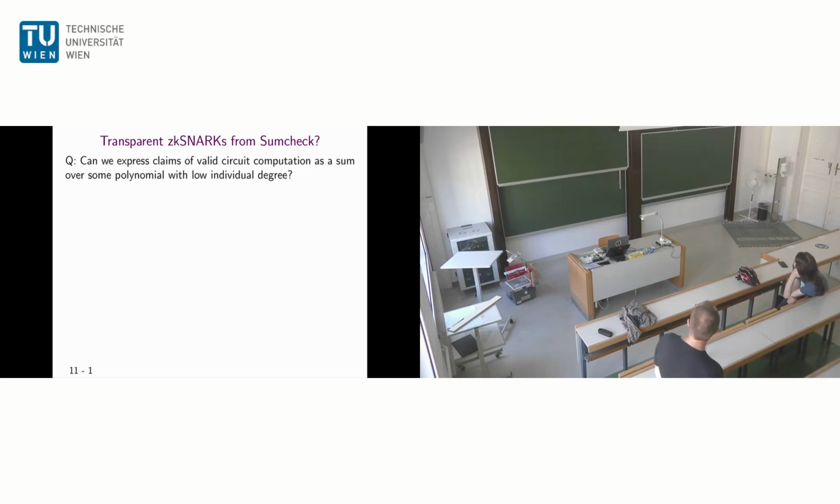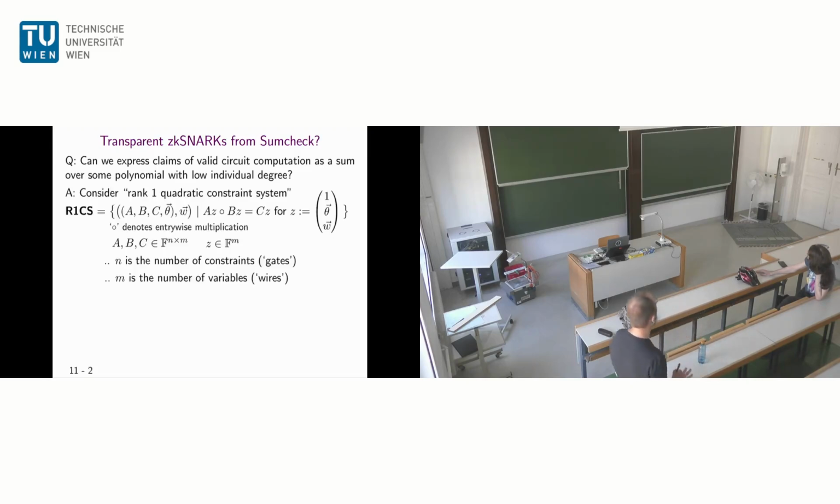Now the question is, to make a long story not much shorter, can we express some claims of valid circuit computation as a sum over some polynomial with low individual degree? Why? Because this is the scenario we need for Sumcheck. For Sumcheck, we want a polynomial which has low individual degree. And now can we kind of knit into this polynomial some meaning, speaking about some circuit computation?